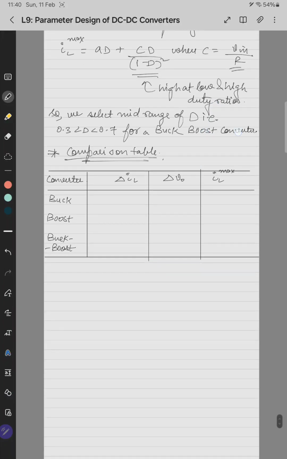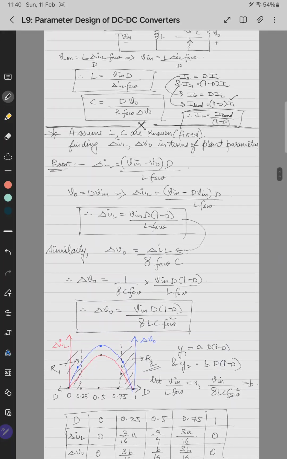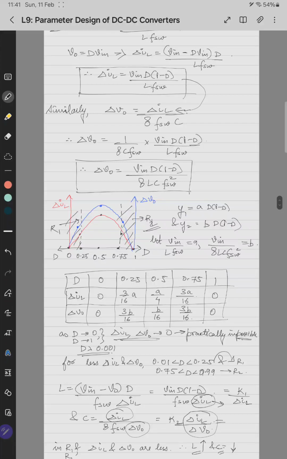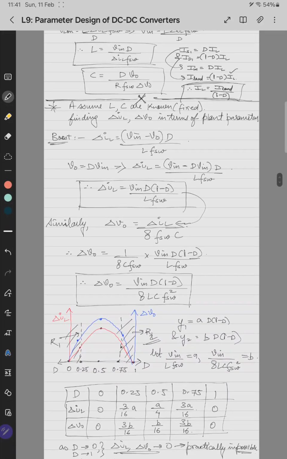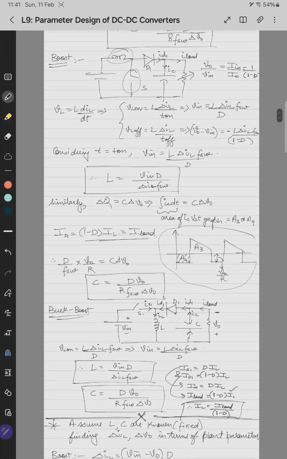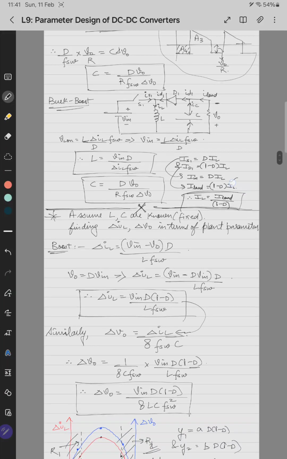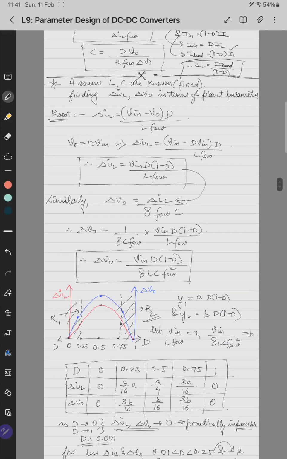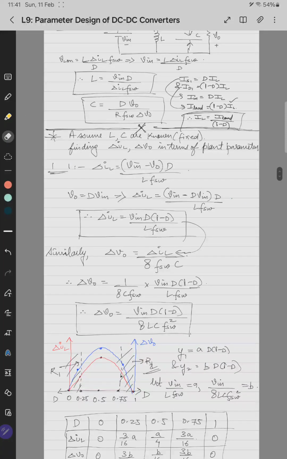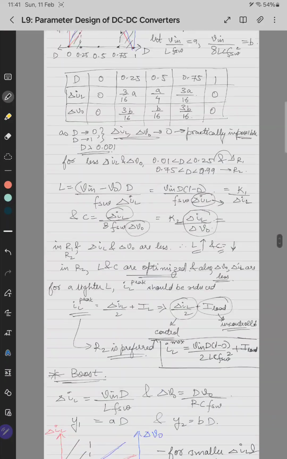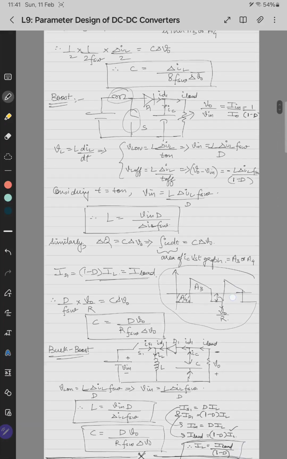So now let me write where we ended. We have to write in the optimized form, not in this form. So first it should be buck, then boost, and then buck boost. First we write buck boost and buck boost.